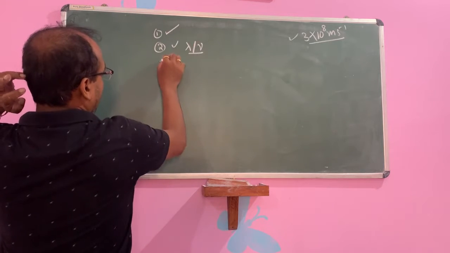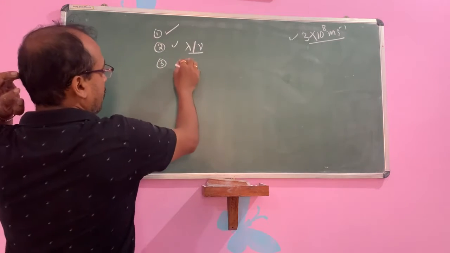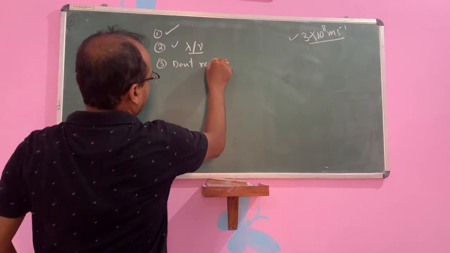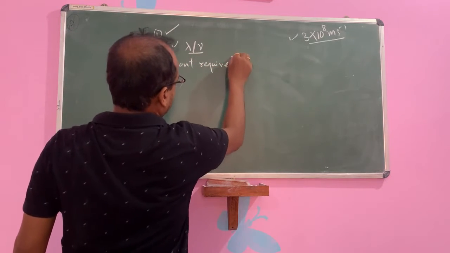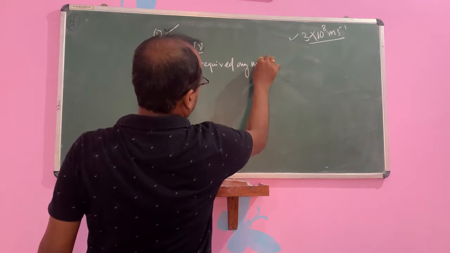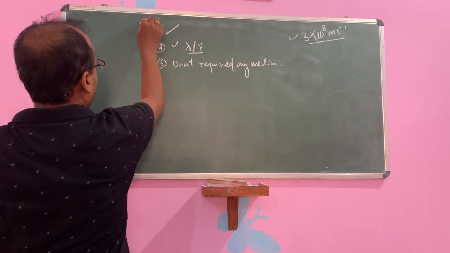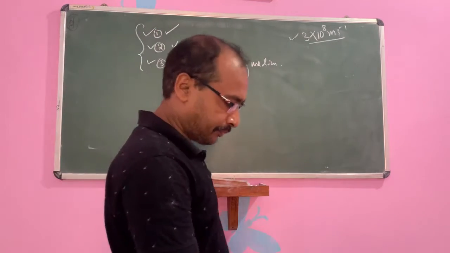Then third, that is, they do not require any medium. So these are the three characteristics of electromagnetic radiations.